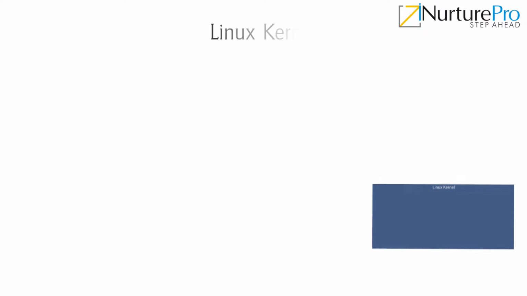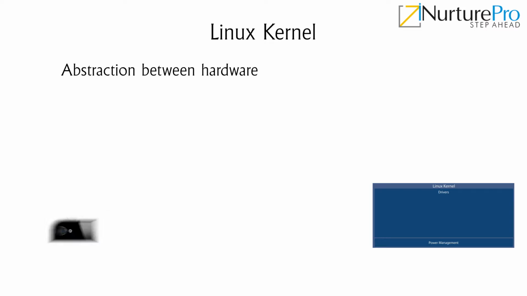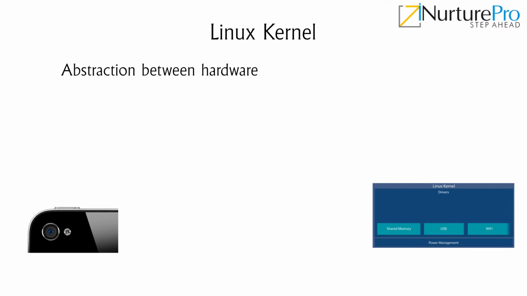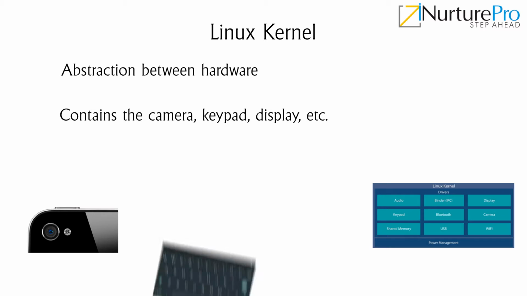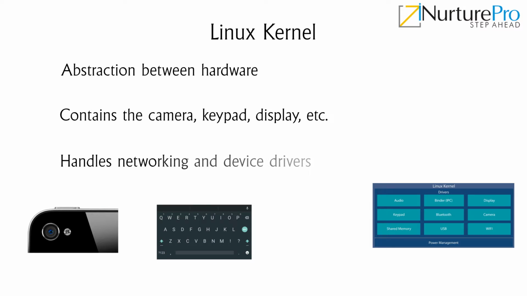The lowermost layer, being Linux kernel, has 115 patches. It is this layer that provides the abstraction between the device hardware. It also contains essential hardware like camera, keypad, display, etc. The kernel handles networking and also the device drivers.